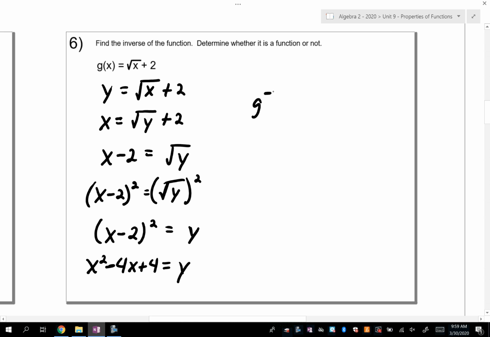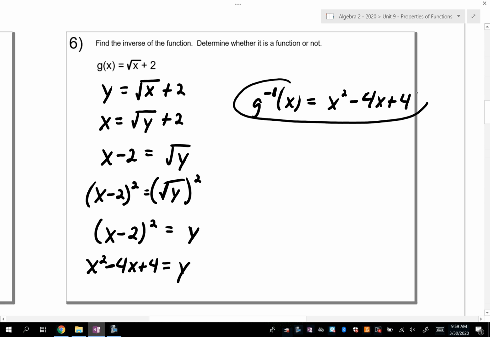But the key thing is that it is a quadratic, so it's going to be a parabola, so it is a function. So I need to use that inverse notation for my function g, and I'm going to choose to write it in standard form, x squared minus 4x plus 4. All right, so that is our inverse. And again, if I want to graph that, it looks something like this.